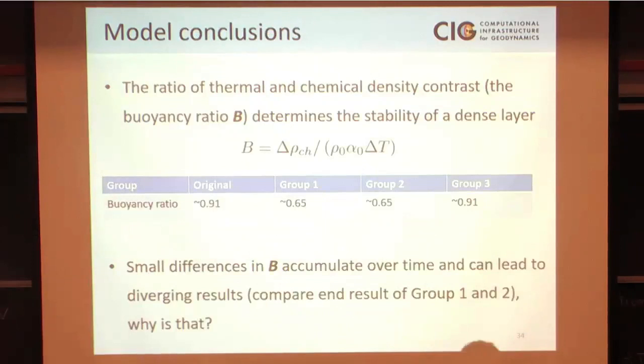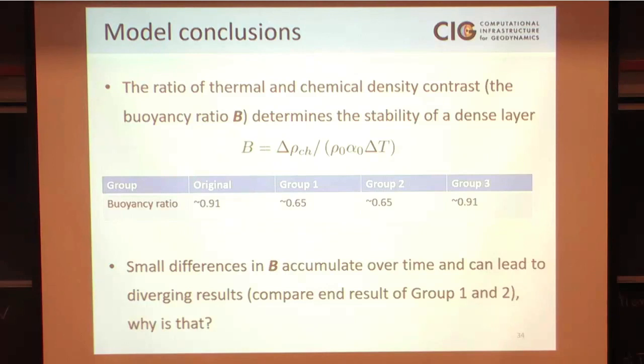Without going through all of the analytic derivation, what we can guess from these model results is that there is a trade-off that determines the stability of this dense basal layer. It's a trade-off between the thermal buoyancy that is introduced by the bottom boundary and the chemical negative buoyancy of the dense basal layer. And in fact, you can show that there's a non-dimensional number called the buoyancy ratio that controls whether this layer is stable or whether it is dissolved in the rest of the convection. This is essentially just the ratio between the chemical density anomaly and the thermal density anomaly.